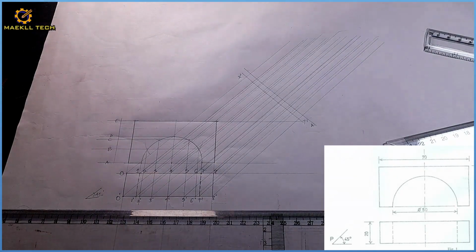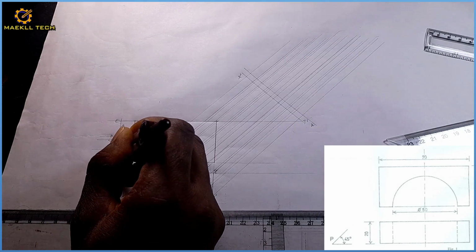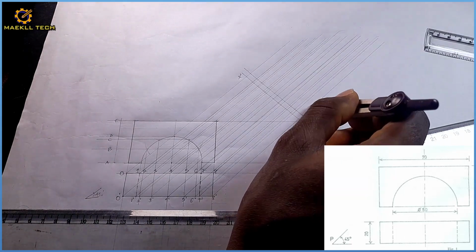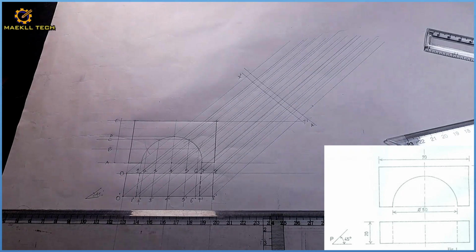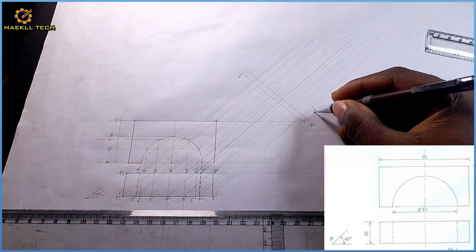All right, so we are producing the auxiliary elevation. That's what we actually want to produce. So take note of that, auxiliary elevation. So mark A to B with my compass. This is it. I pick that distance. So from A, I mark. This mark B, right here.